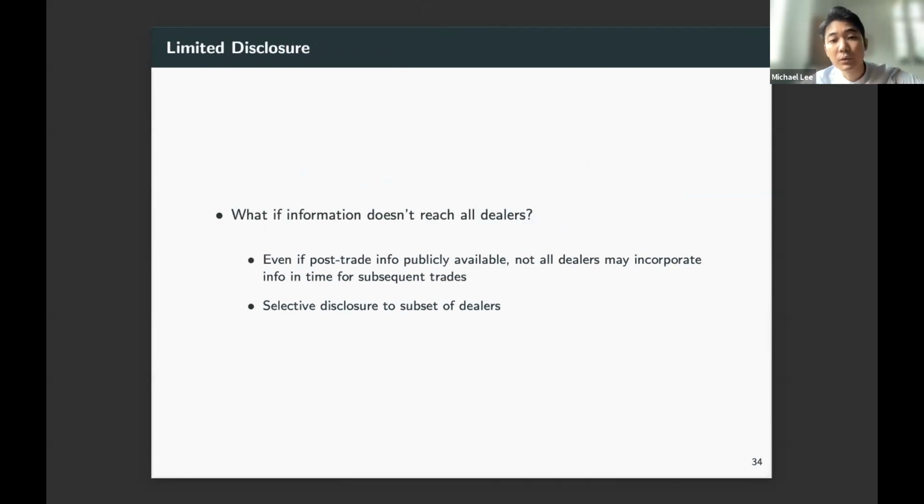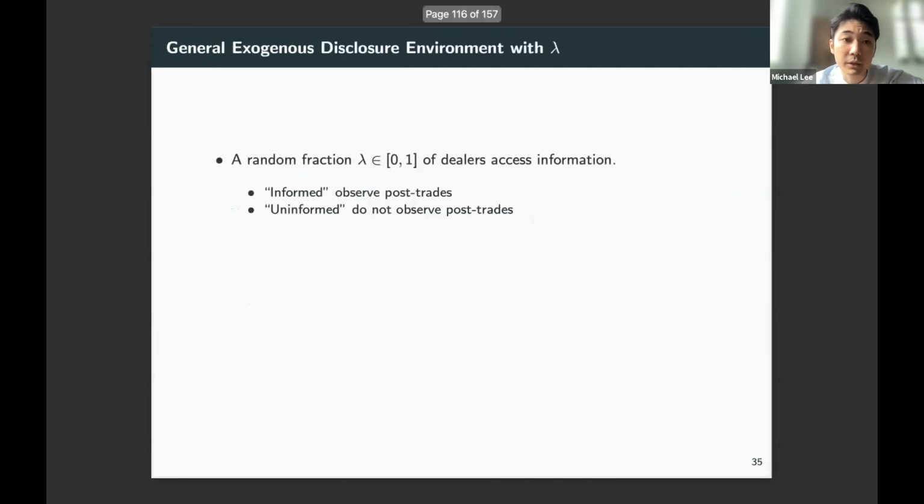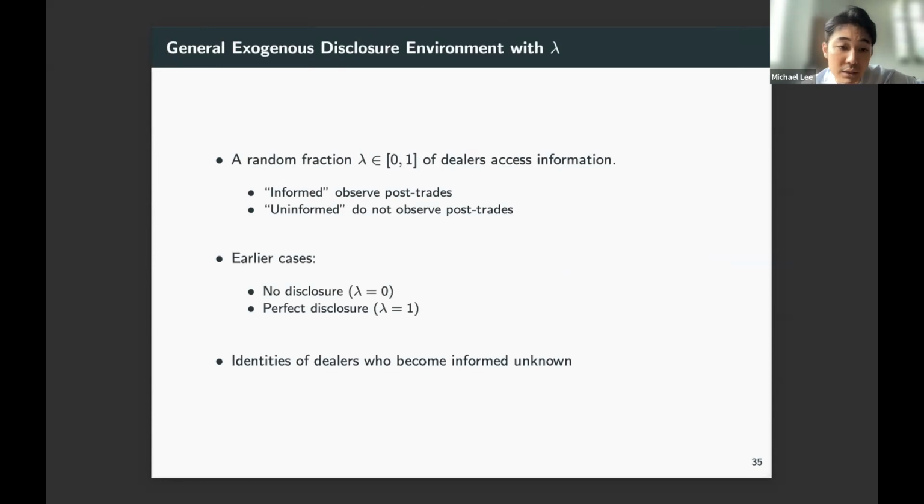Whatever the case, in order to answer this question, we need to think about a generalized environment. So let's consider a world where a random fraction lambda of the dealers are accessing the information instead of everyone. I'm going to refer to those that obtain this information as informed, those that don't as uninformed. So in this particular case, we're going to nest the two cases. With no disclosure, that just means that no one obtained this information, and we have lambda equals 0. And at the other end of the spectrum, we have full disclosure where lambda is equal to 1.